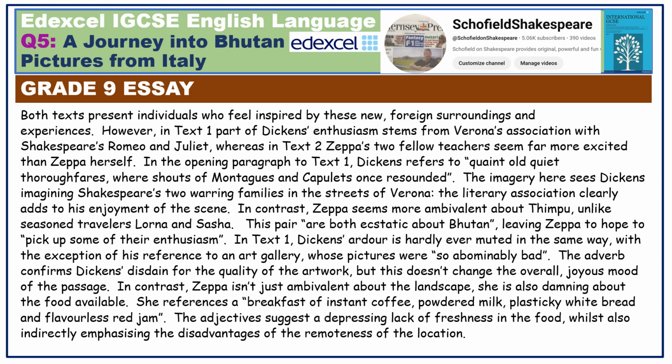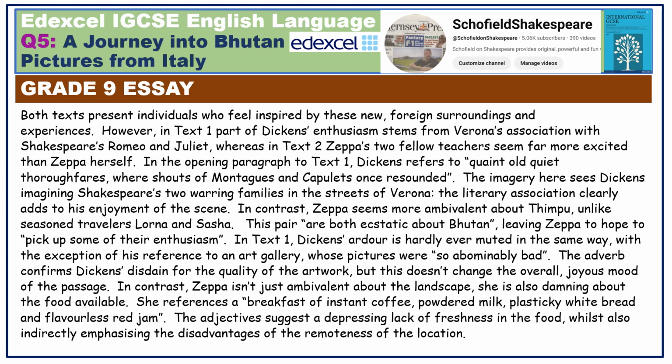Both texts present individuals who feel inspired by these new foreign surroundings and experiences. However, in text 1, part of Dickens's enthusiasm stems from Verona's association with Shakespeare's Romeo and Juliet, whereas in text 2, Zeppa's two fellow teachers seem far more excited than Zeppa herself.